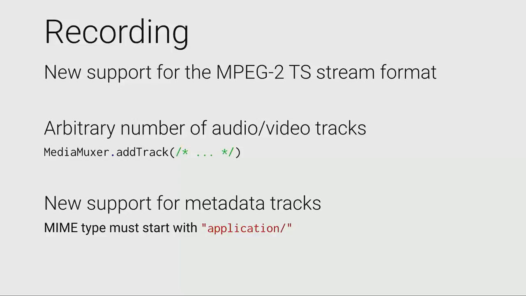For recording, until now, the MediaMuxer only lets you add 1 video track and/or 1 audio track. Now you can have as many audio and video tracks as you want. You can also create custom tracks. The MIME type has to start with application/, and it's basically a sideband where you can encode any kind of data you want. A canonical example is to encode gyroscope data if you want to be able to replay a 360 video or something like that.